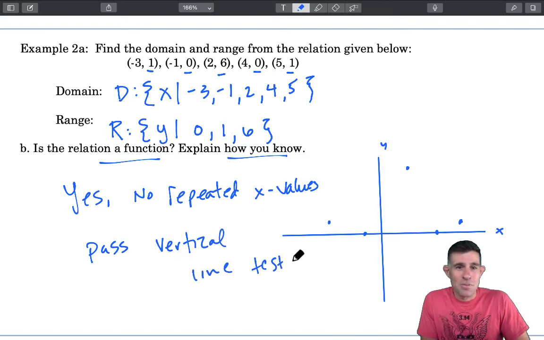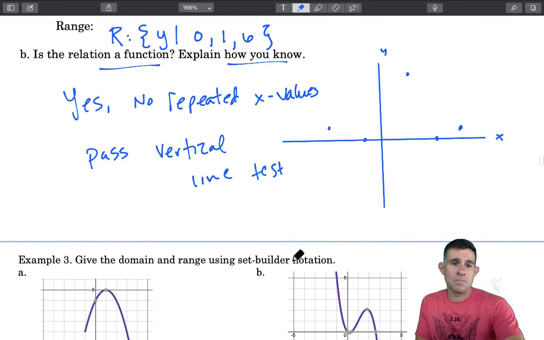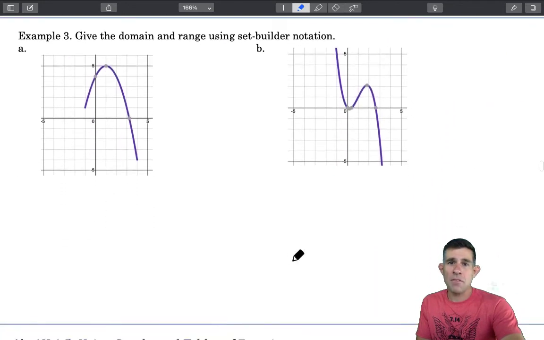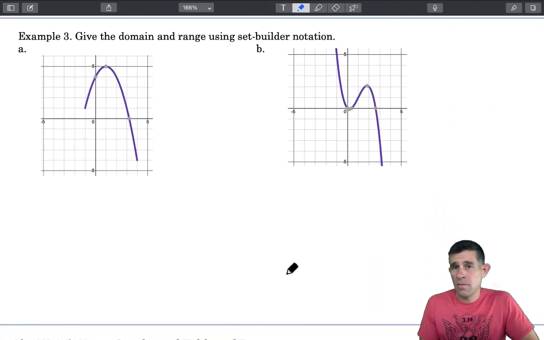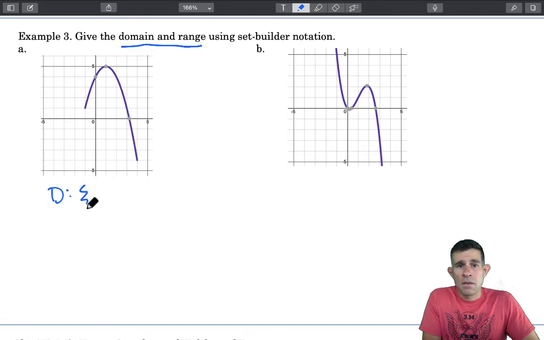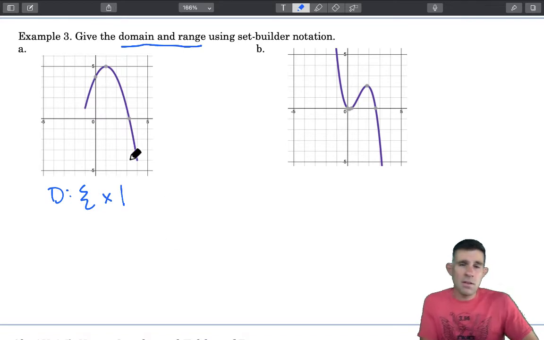All right, let's move into example 3. Again, we have some more graphs of functions here. So a little picture of what's going on. And we're asked to give the domain and the range using set builder notation. All right, so taking a look at graph A, my domain, we're getting pretty good at this now. D: open brace X with a vertical slash. And now I'm going to look at the interval.